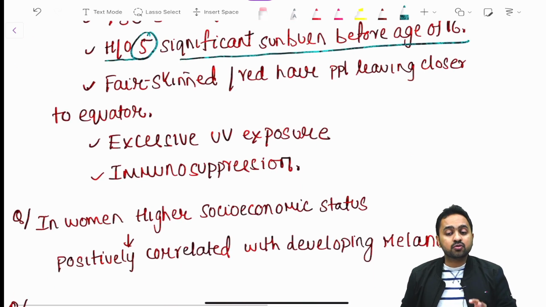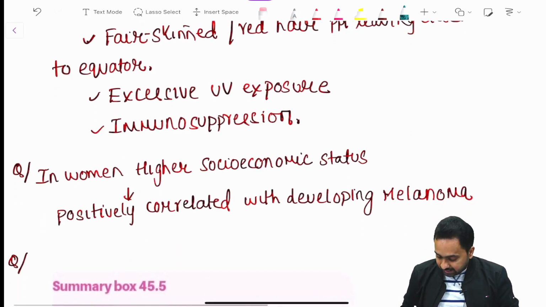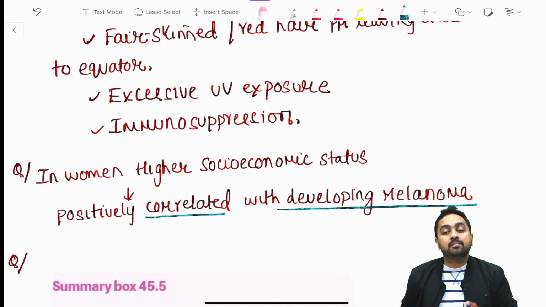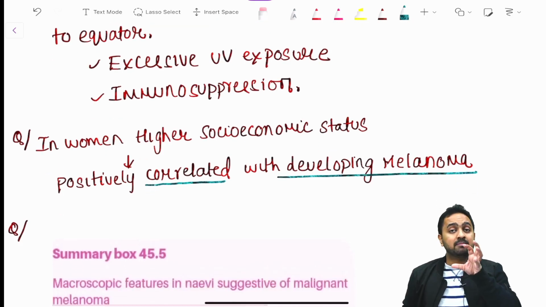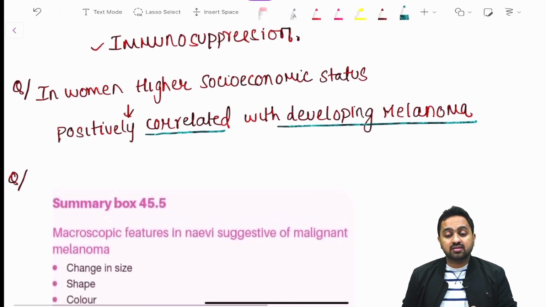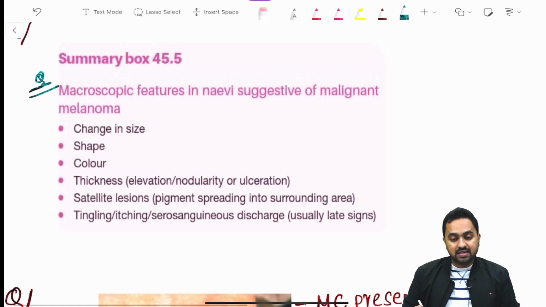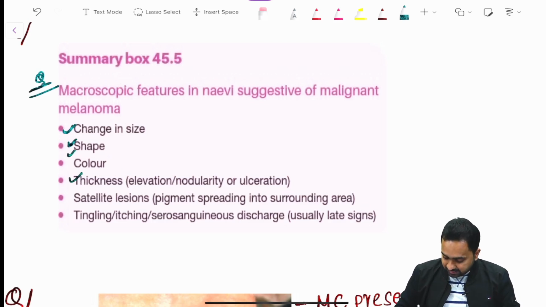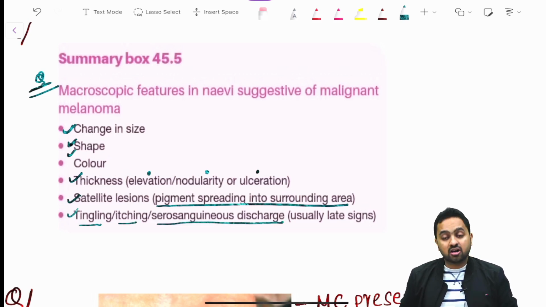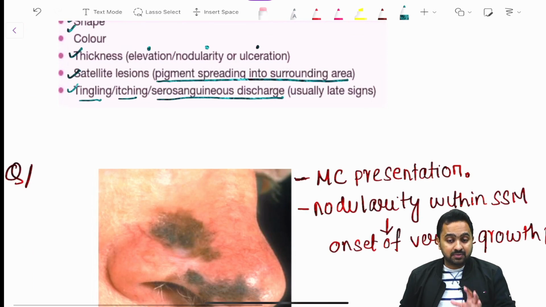Now in women with higher socioeconomic status, it has been noted that there is a positive correlation with developing melanoma. Then what are the macroscopic features in nevi which are suggestive of malignant melanoma? So this is an important box from Bailey and Love. It includes change in size, shape, color, thickness, that is elevation, nodularity or ulceration. Then satellite lesions, which include pigment spreading into the surrounding areas; tingling, itching and serosanguinous discharge are usually late signs. Right.